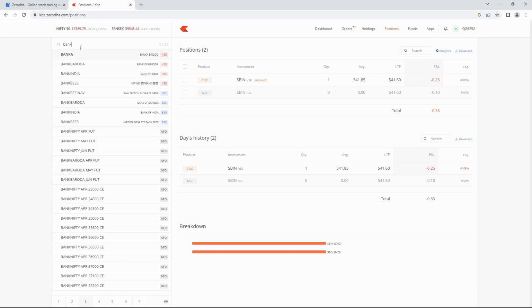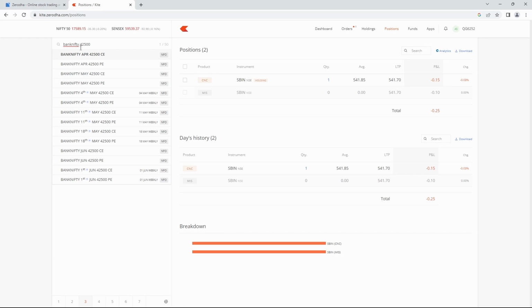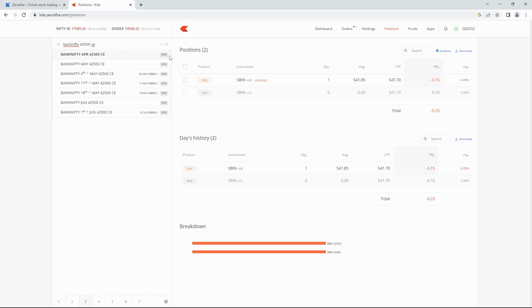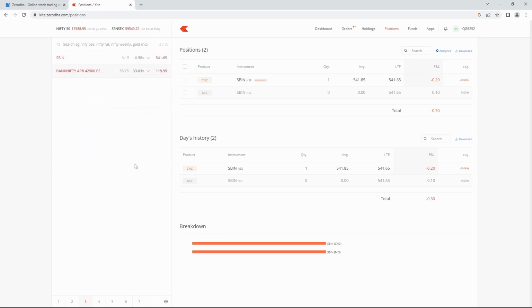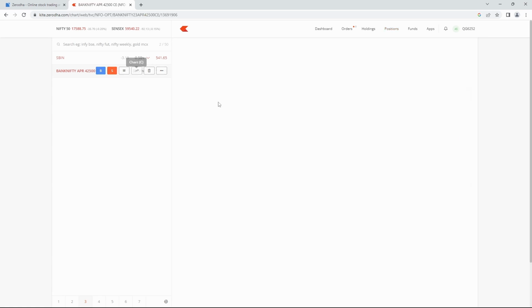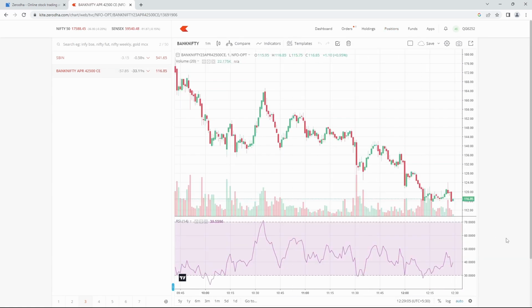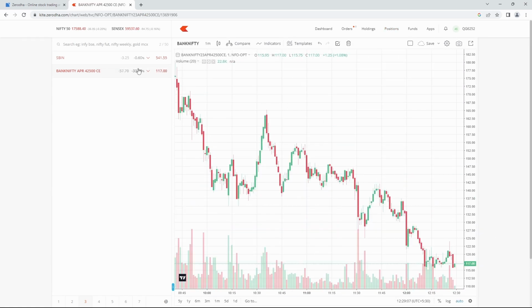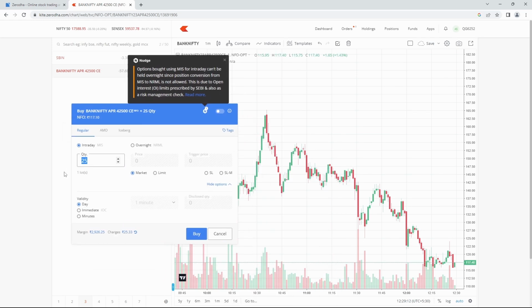For example, I will be executing the order of Bank Nifty 42,500 CE, which is currently trading at the price range of 115 or 116 rupees. As you can see, I have opened the chart with this particular feature, and when I click on this buy option, the default value which comes over here is 25.